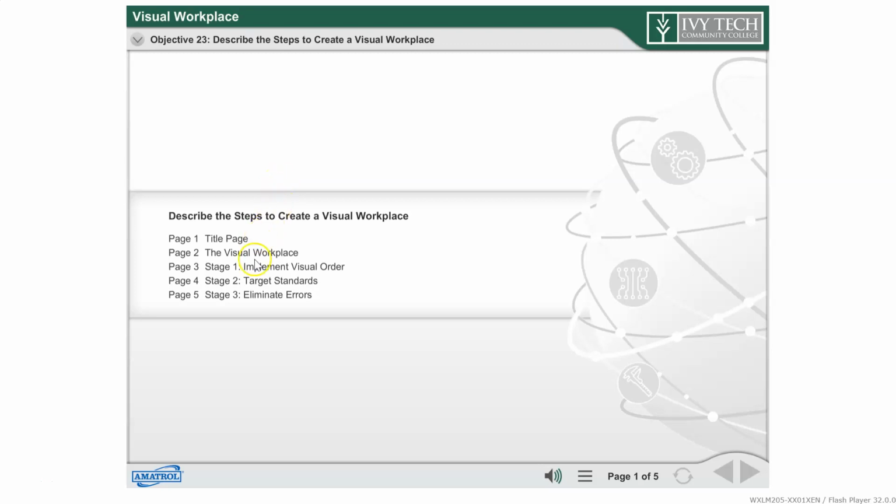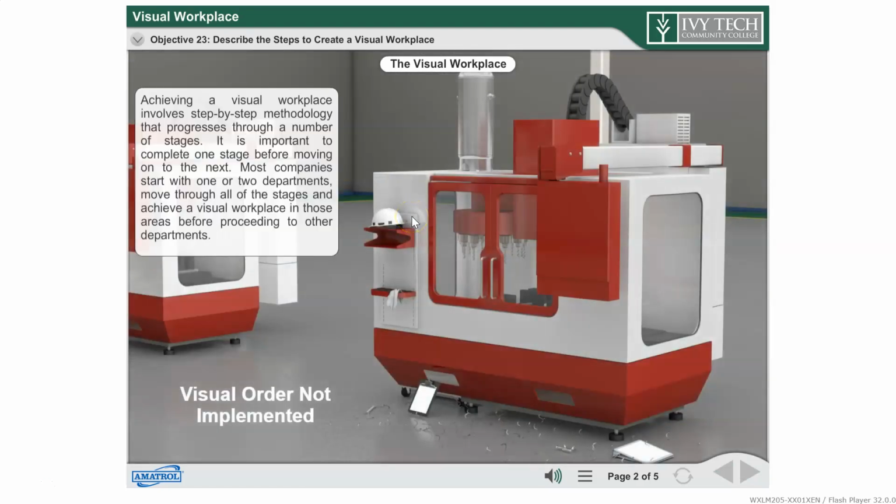Describe the steps to create a visual workplace. Achieving a visual workplace involves step-by-step methodology that progresses through a number of stages. It is important to complete one stage before moving on to the next. Most companies start with 1 or 2 departments, move through all of the stages, and achieve a visual workplace in those areas before proceeding to other departments.